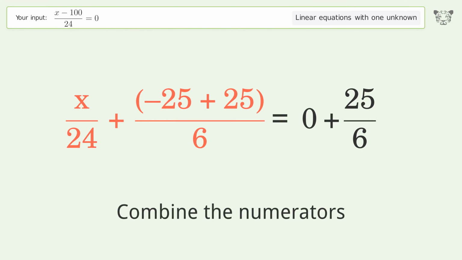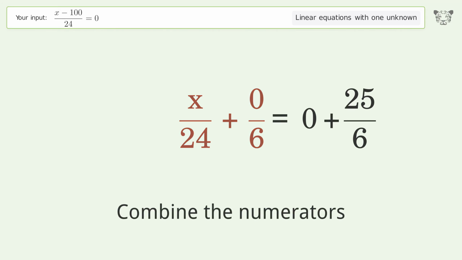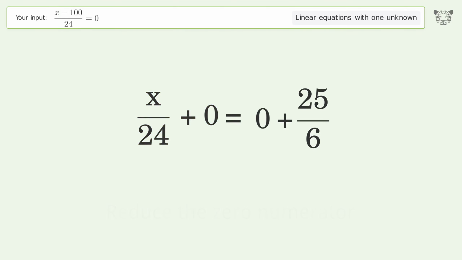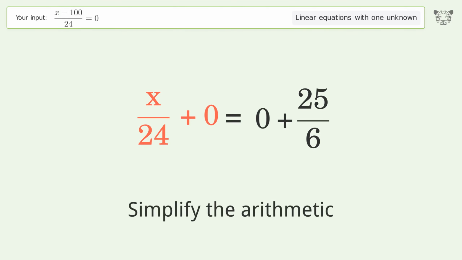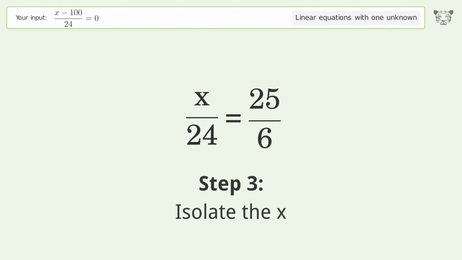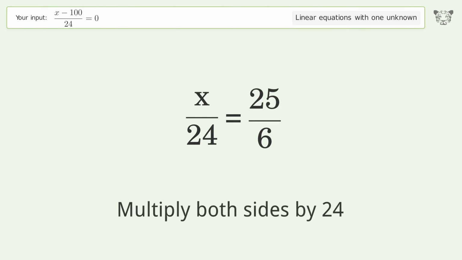Combine the numerators. Reduce the zero numerator. Simplify the arithmetic. Isolate the x. Multiply both sides by 24.